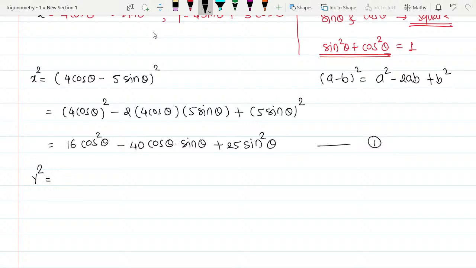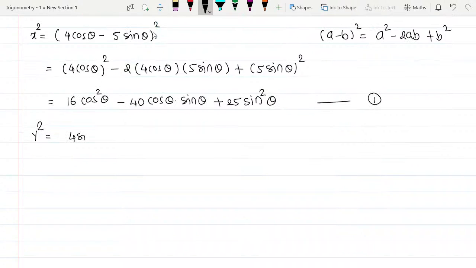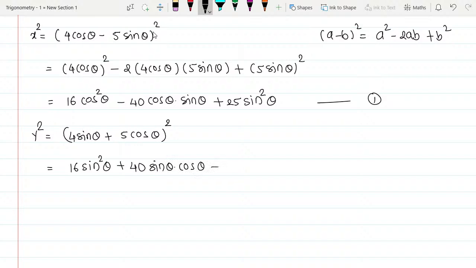Similarly, you do the square for y. So y is 4 sin theta plus 5 cos theta. You take the square of this. So now I will write the square directly. First term ka square, which is nothing but 16 sin square theta, plus 2 into ab. So 2 into 4 into 5 becomes again 40, with sin theta and cos theta as it is, so sin theta into cos theta, plus the second ka square, which is nothing but 25 cos square theta. So this is my equation number 2.